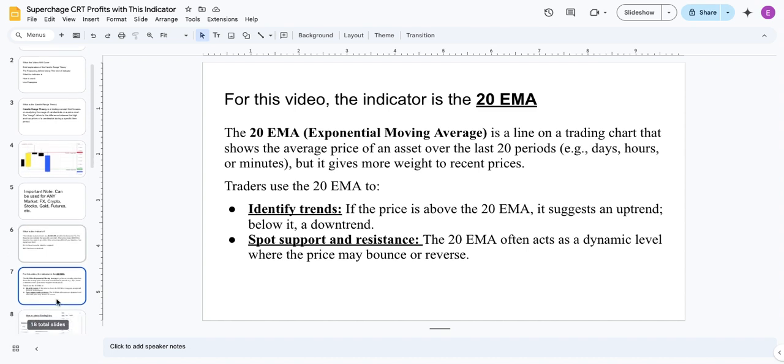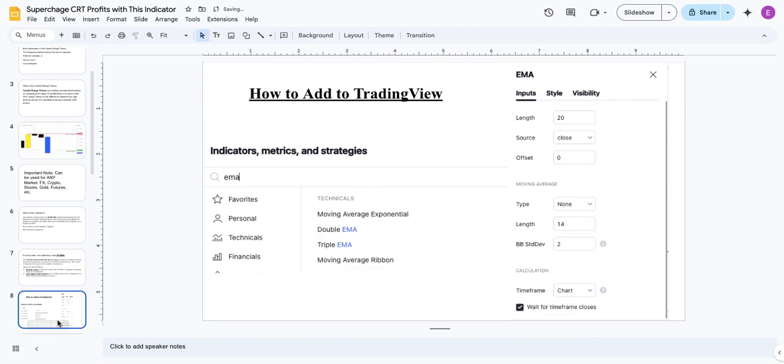So how do you put it on your chart? You're just going to go over to TradingView, click on indicators, type in EMA, and then go to the settings. You click the little gear icon and change the length, as I'm showing right here where my cursor is, to 20, and hit OK. That's it. That's all you've got to do. Just change the length to 20, and you've got a 20 EMA on your chart. Done deal.